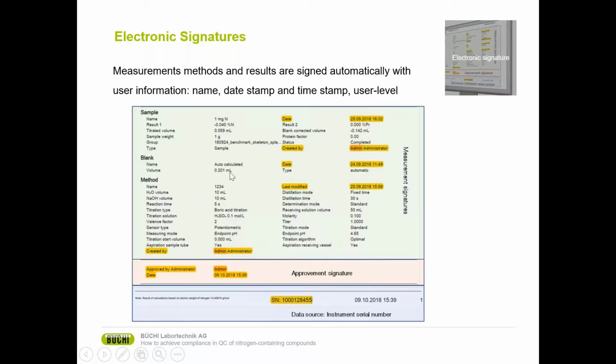And in the middle, you see then the blank value. So you also see when it was created, obtained. So you see the date stamp and the timestamp. And the method itself, you also see when it was created, let's say last modified. You have the date stamp, timestamp, and you see created by, again, the name and the user level over here. And then at the bottom, you see the approval signature. You see approved by administrator, so the user level, admin, again, the name, date stamp, timestamp, and at the very bottom, which is quite practical if you have multiple devices and you have to distinguish between them, you see the serial number. So this is also, of course, always linked to the electronic record and included in the signature.